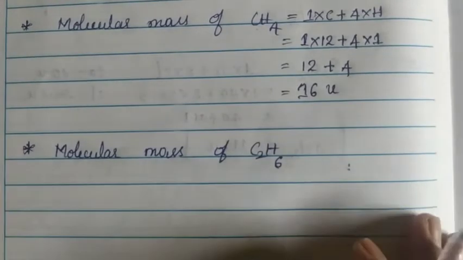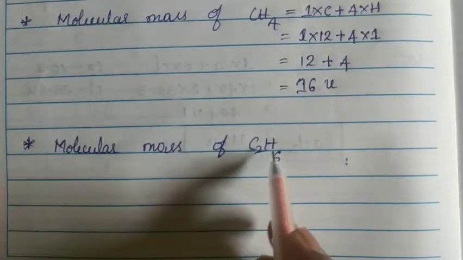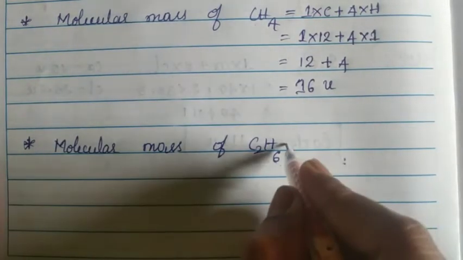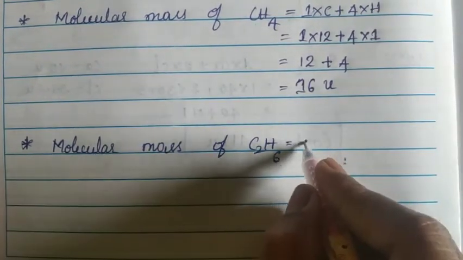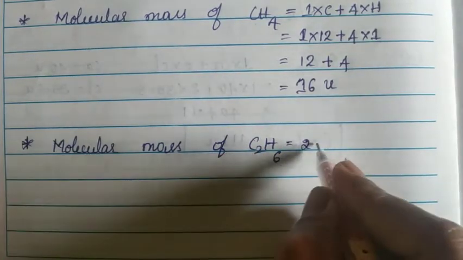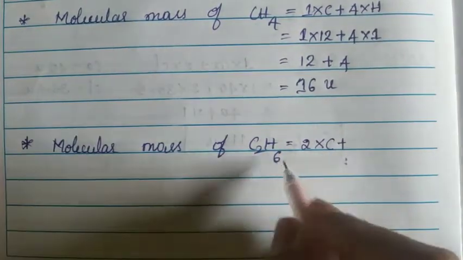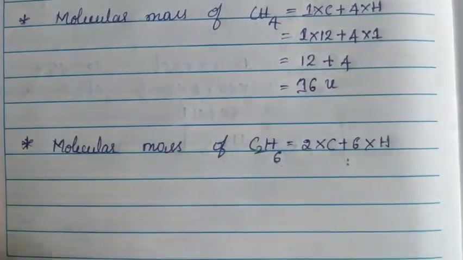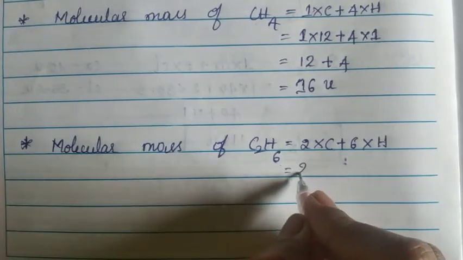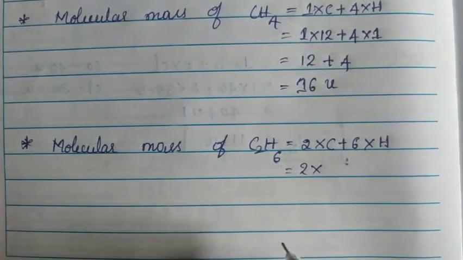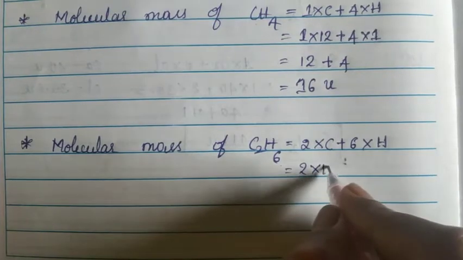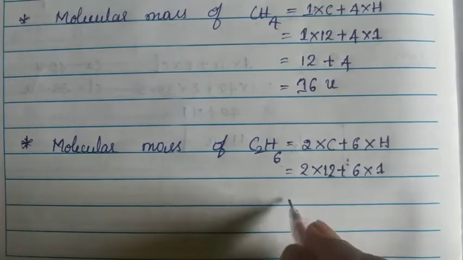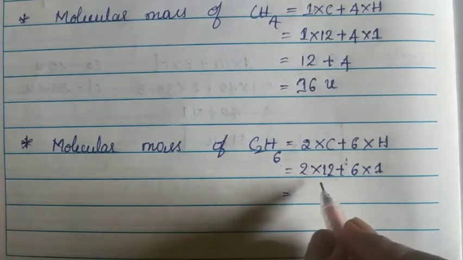Next, we go to molecular mass of C2H6. Look, children, here this formula indicates it contains 2 atoms of carbon, plus 6 atoms of hydrogen. Now substitute the atomic masses of carbon and hydrogen. Atomic mass of carbon is 12 and atomic mass of hydrogen is how much? 1. Now substitute here and multiply.